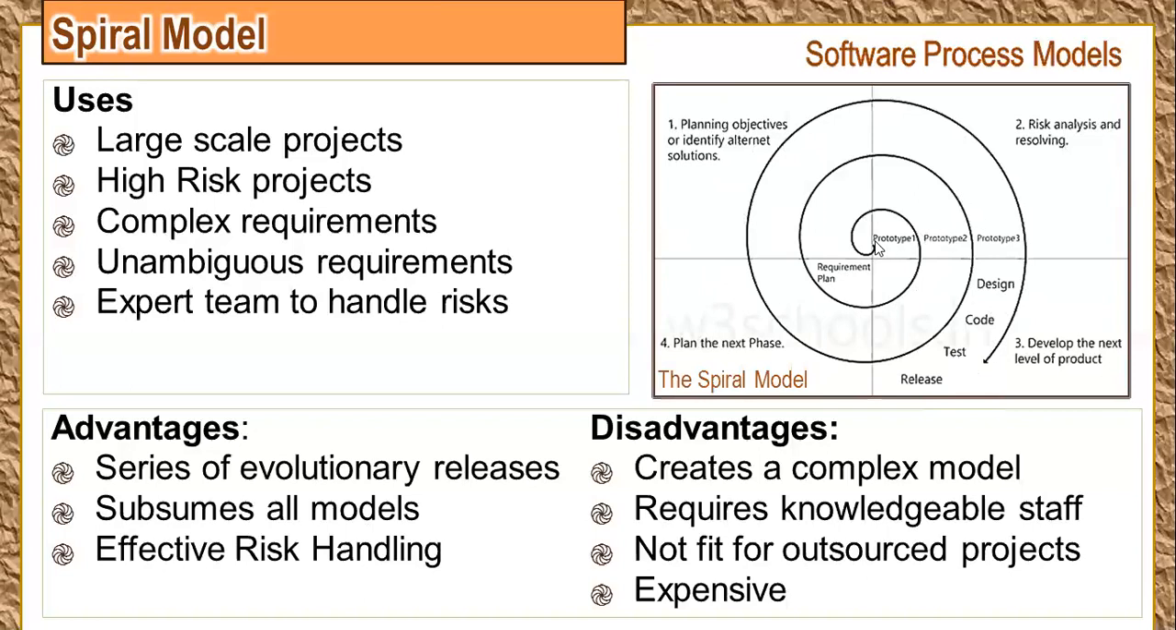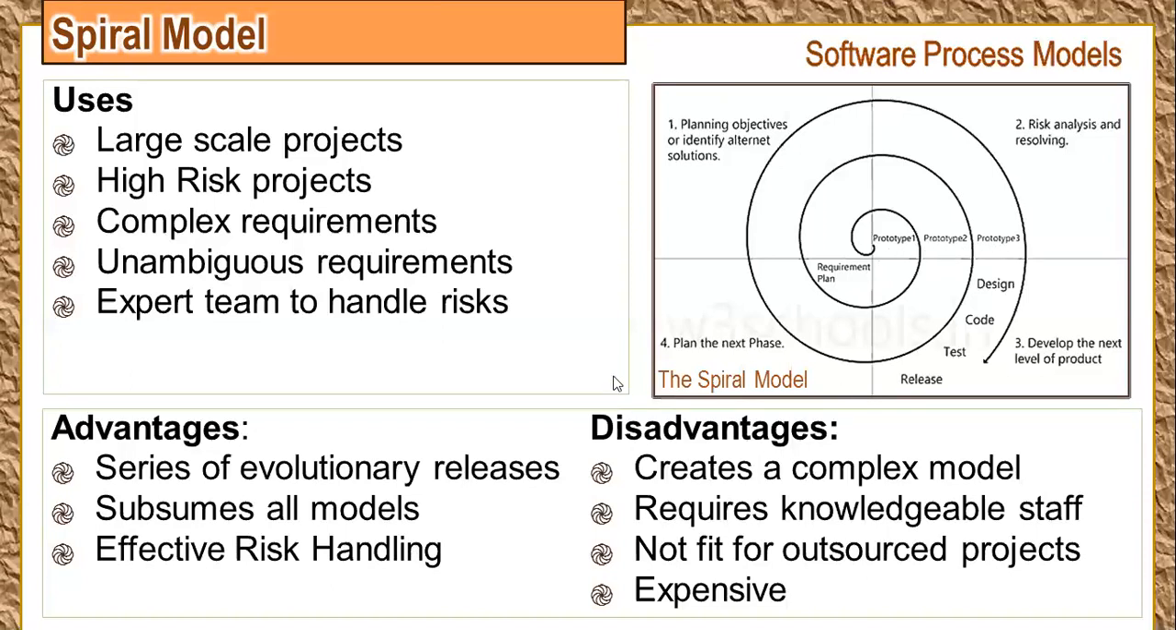Secondly, you are using something called a prototype. So you are using the previous prototype model. And thirdly, you are developing your software in iterations, so it is an evolutionary software. So your spiral model is covering the waterfall, prototype, as well as evolutionary model in itself. It is very good at risk handling because we are using prototypes.